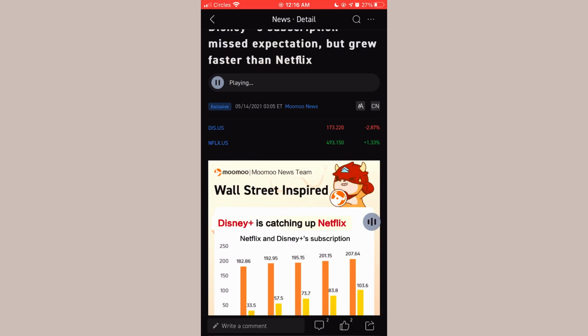And since our full-time job is not really to monitor stocks and to understand why they are up or down, clicking into the stock ticker and into the news, you will have a quick glance of related news that might impact the stock. This is how I knew the reason why Disney stock is down. Disney subscription missed expectation, but grew faster than Netflix. Since I really like how Moomoo presents information, I will continue to learn how I can digest the information provided more effectively as I make my investment decisions.